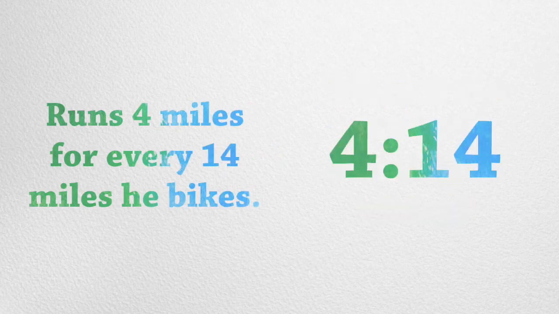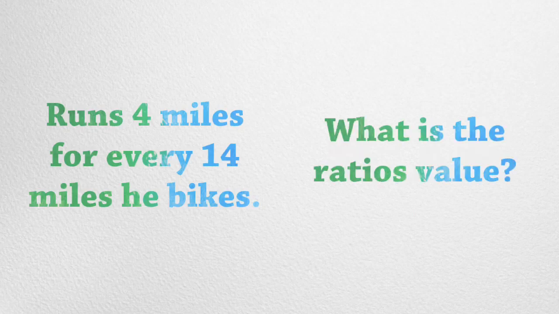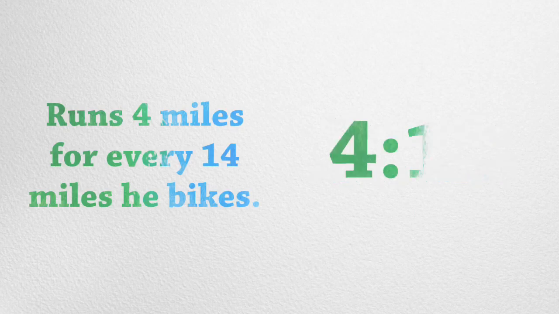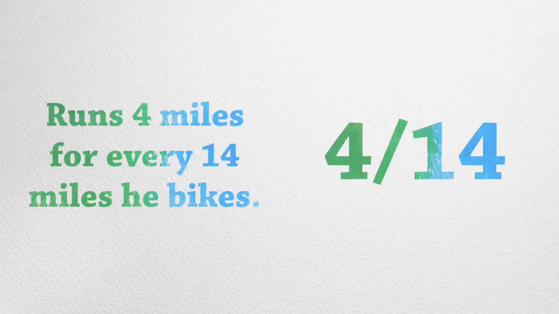Running to biking. Well, he runs 4 and he bikes 14. 4 to 14. But then what is the value of that ratio? Remember, translating this into a fraction is simply finding the numerator, the total number, and the denominator, how many it takes to make a whole. Well, he's talking about running, so that'll be the numerator, and 14 miles he bikes is the total number that makes a whole, and so that's the denominator. Simply put, 4 to 14, written as a value of running to biking, is 4/14.